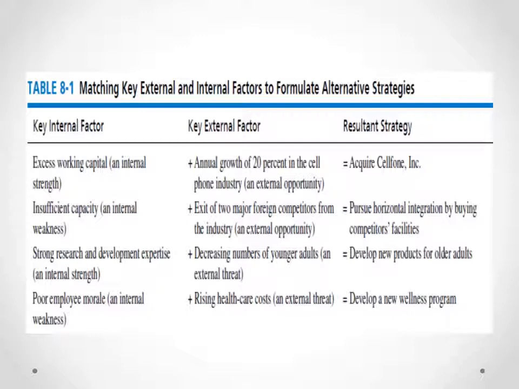After you make a matching between the key internal factors and key external factors, you will have the ability to make a good selection of all possible alternative or feasible strategies.